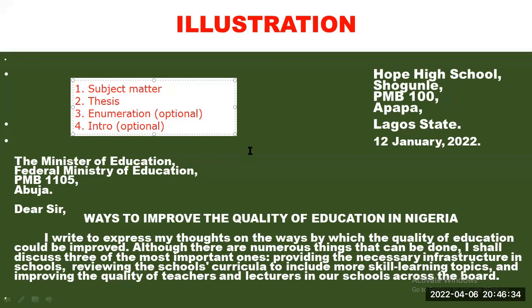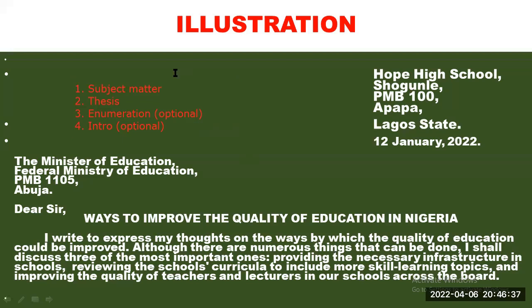So here, okay, we are through with that. Let me come back to this. I write to express my thoughts on the ways by which the quality of education could be improved. You see, this is the subject matter because this is the topic, the title, all right? And so it's important you go direct and mention it as the real focus of your letter.